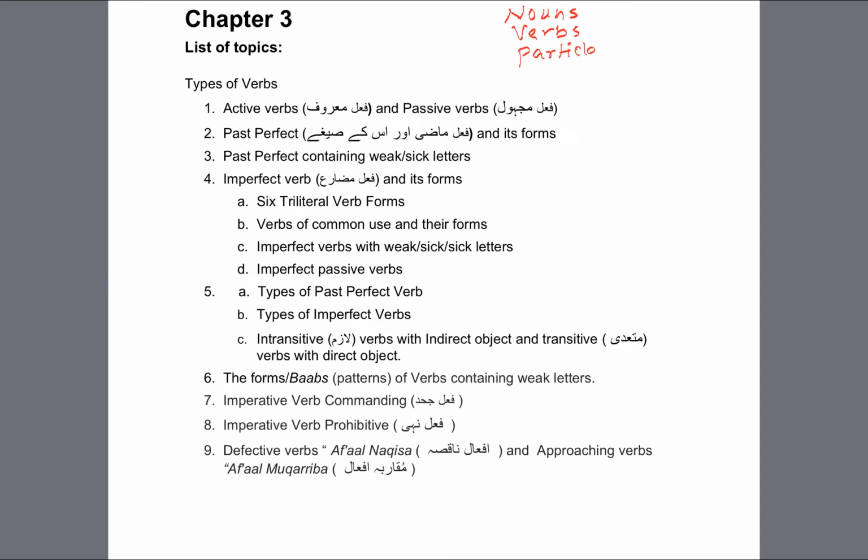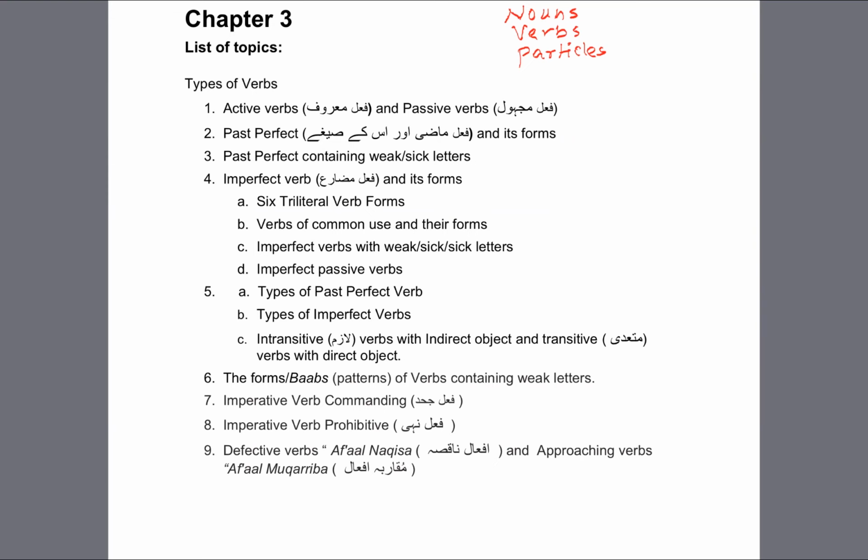Last year, we talked about nouns, different attributes of nouns, characteristics of nouns, classification of nouns. This year, we'll focus on verbs. Now, first of all, I want to show you the contents of this topic. The first one is active verbs and passive verbs, when you say something directly or indirectly, then past perfect and its forms.